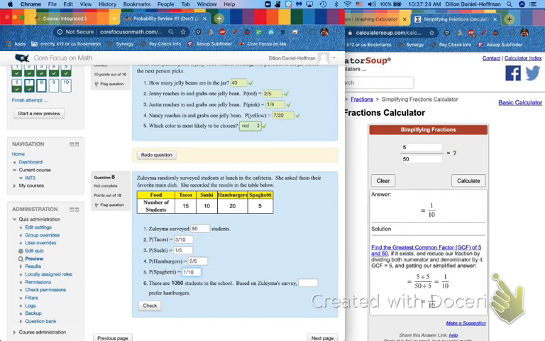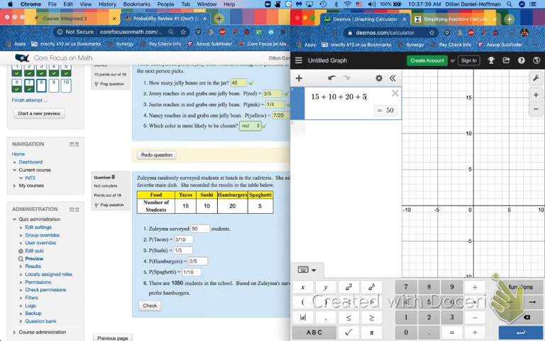All right, and then we've got this interesting one that says you have a certain amount of students at the school. Based on the survey, how many prefer hamburgers? Well, I know from my fraction that 2 out of every 5 students prefer hamburgers. So whatever hamburger fraction you have here, type into your Desmos calculator. Just make sure that these fractions match this with hamburger, and then you're going to multiply that times how many total students you have at the school.